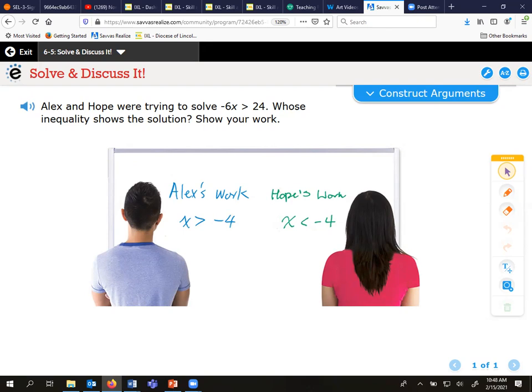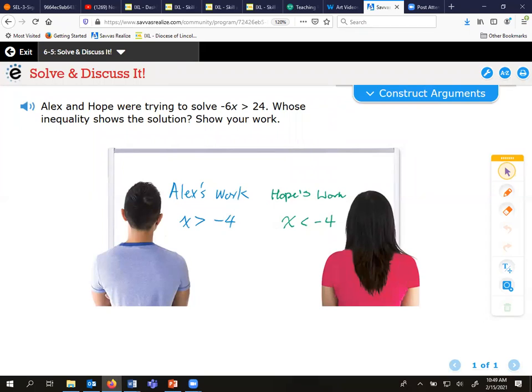Luis, what do you say? Alex? Okay, what's the difference between Alex's answer and Hope's answer? What's the main difference, Luis? Greater than sign and less than sign? The signs are different. One has a greater than sign and one has a less than sign.